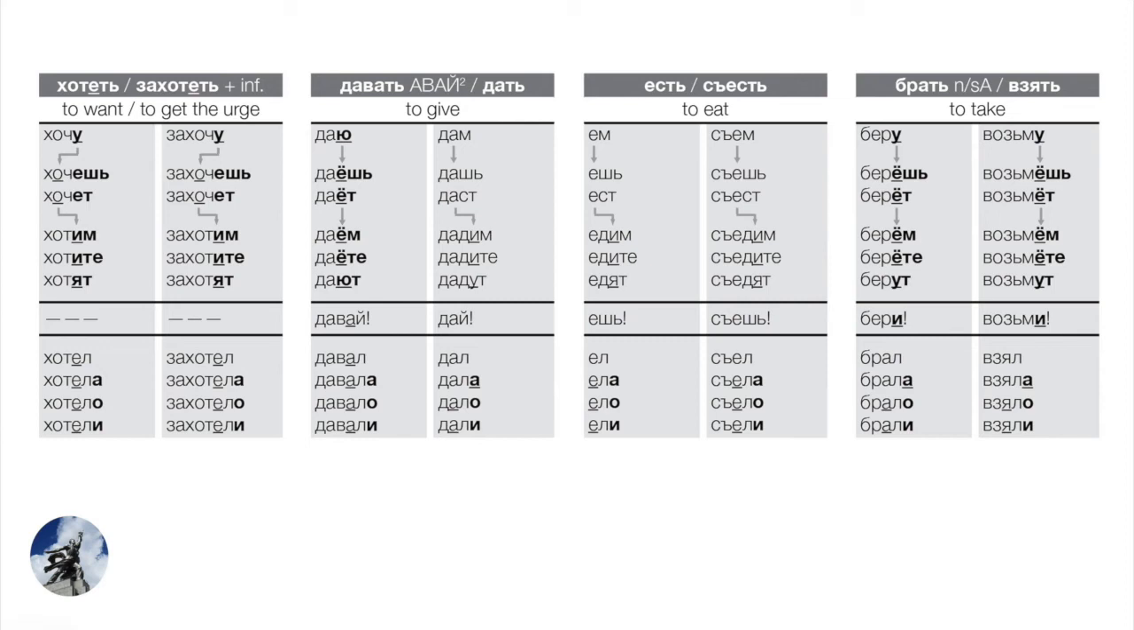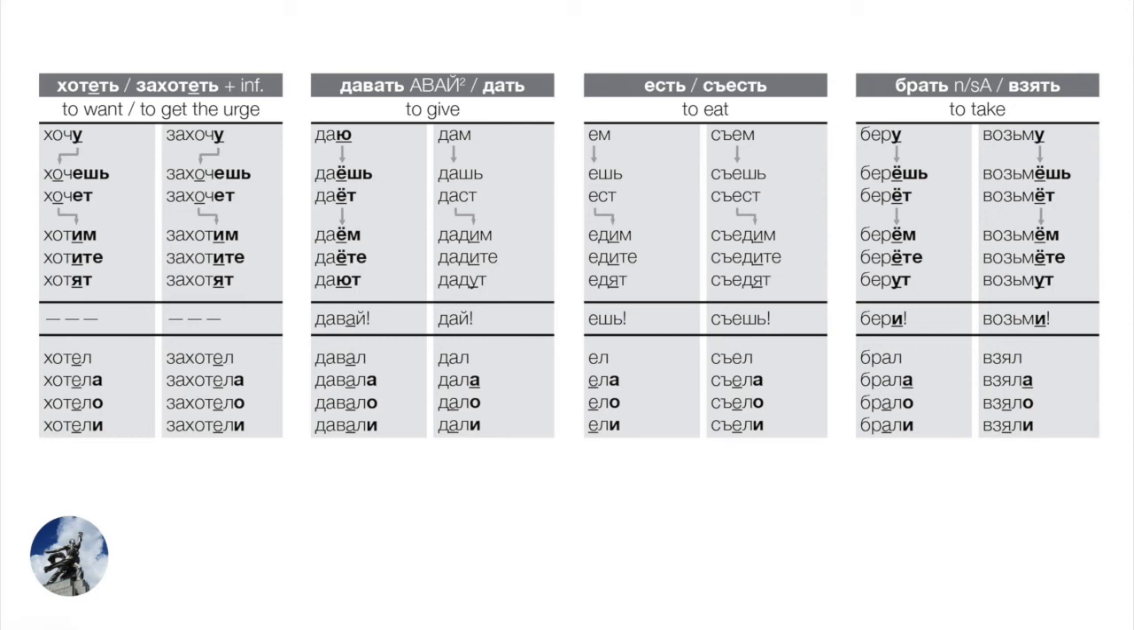Хочу, хочешь, хочет, хотим, хотите, хотят. Okay, we're mixing e and yo endings. The stress pattern is totally bizarre, right? This is a completely irregular verb. We just have to memorize it and not really worry too much about why it is like this, right? It's just a weird verb.